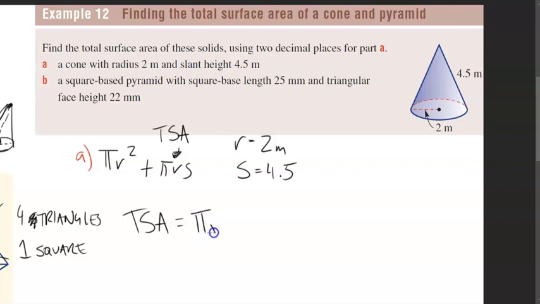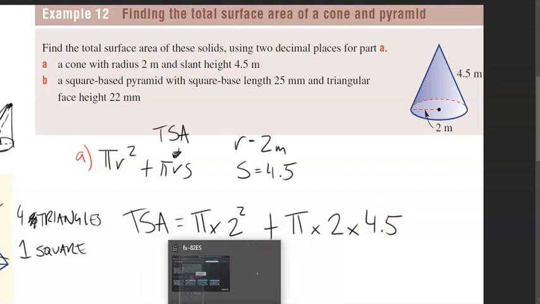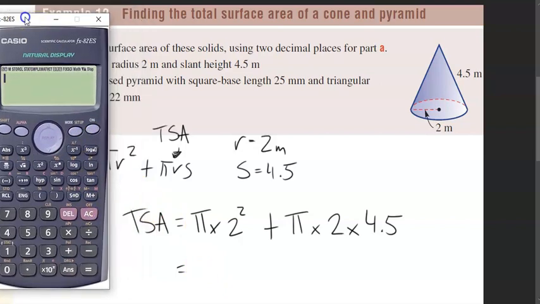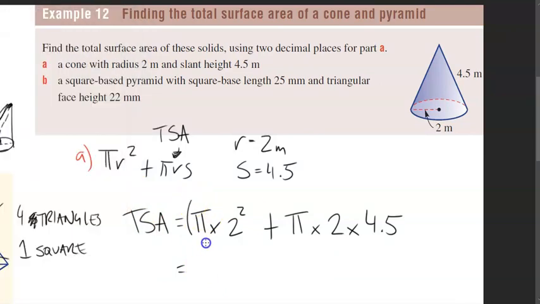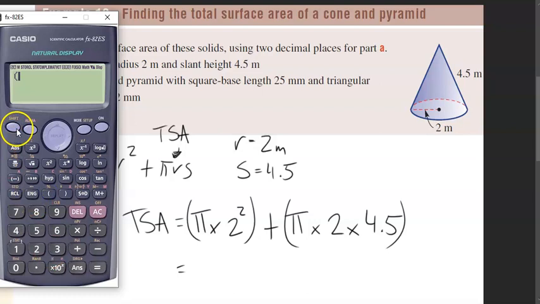So pi times radius, so 2 squared, remember to square it, plus pi times 2, which is the radius again, times 4.5, which is the slant. So we'll grab our trusty calculator, clear everything that's there. To keep it safe, let's just put this into brackets. So bracket, remember shift and that times 10x to get your pi. So pi times 2 squared plus pi times 2 times 4.5.